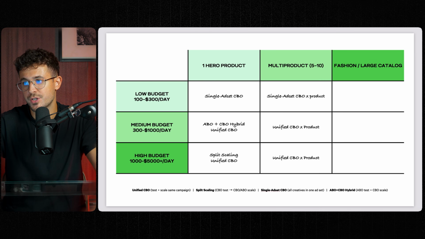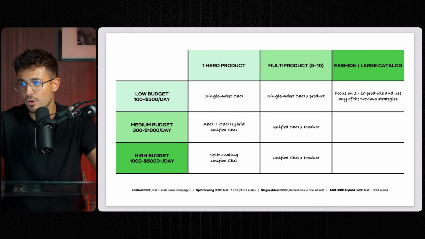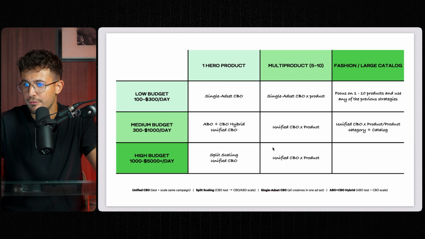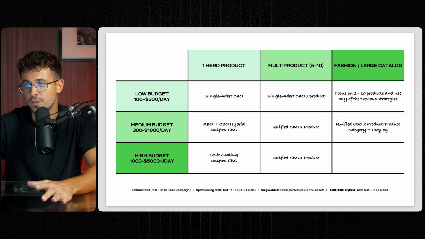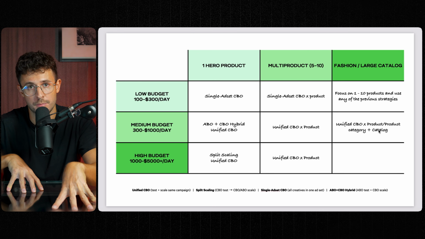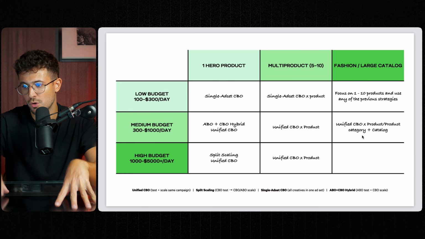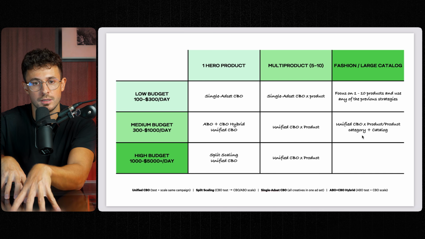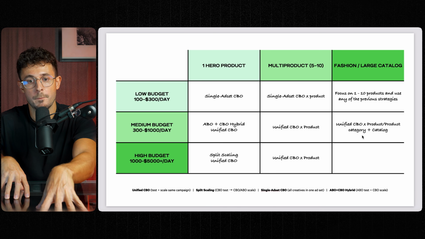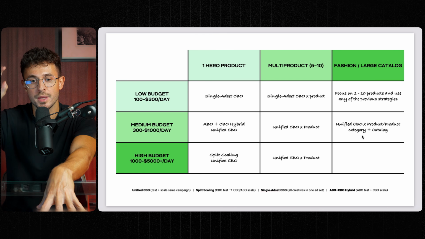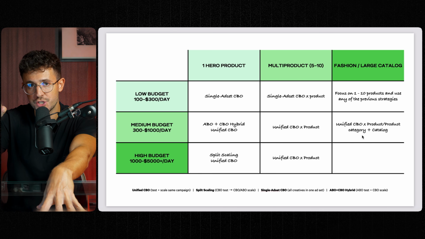Then, if you're a fashion brand with a large catalog and you have a low budget, what you have to do is simple: focus on 1 to 10 products, and you can use either of these two strategies. And if you have $300 to $1000 a day, so a medium budget, you can start to explore a unified CBO per product or per product category. So you either do one CBO per product category, like t-shirts, pants, or you can have one unified CBO based on your winning product design, t-shirt or hoodie design.